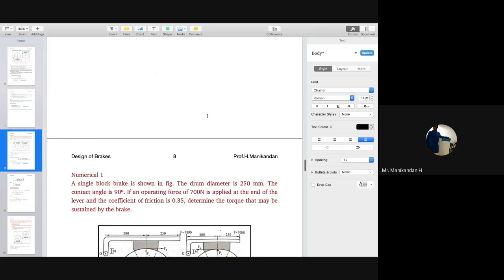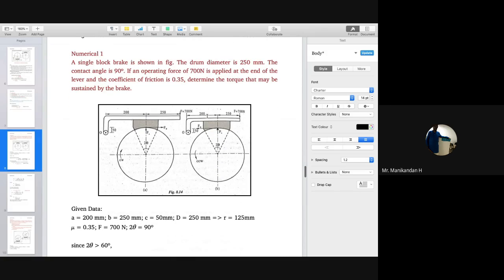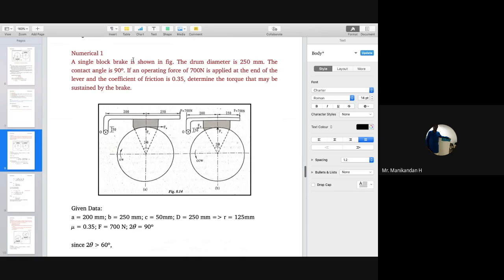Okay, we'll pass on to the first numerical. A single block brake is as shown in the figure. The drum diameter is 250 mm. The contact angle is 90 degrees. If an operating force of 700 Newton is applied at the end of the lever and the coefficient of friction is 0.35, determine the torque that may be sustained by the brake.